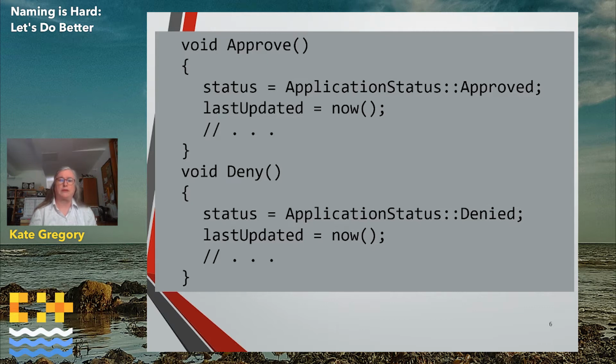So now approve and deny are better named. Anyone reading the header file gets an idea of what can happen with an application. There's a tiny bit of duplication in that last updated equals now is in both functions, but other than that, it's pretty good. It's better names that tell a better story in the calling code and when you're reading through the functions.